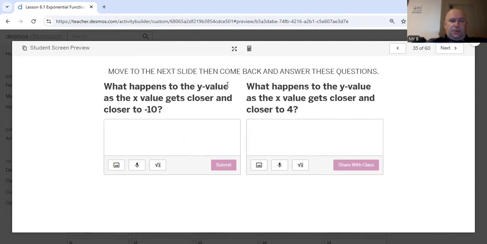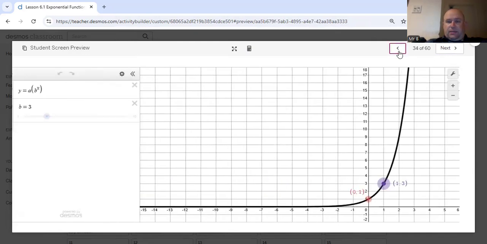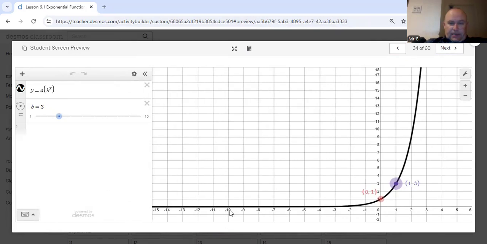Now, there are a couple of questions. What happens to the y value as the x value gets closer to negative 10? So let's go back for a second. So negative 10 over here. That kind of looks like it's 0. Now, if you click on this, you'll see that it's not 0, but it's very, very close to 0. And as I move further down the line, it says that it's 0.